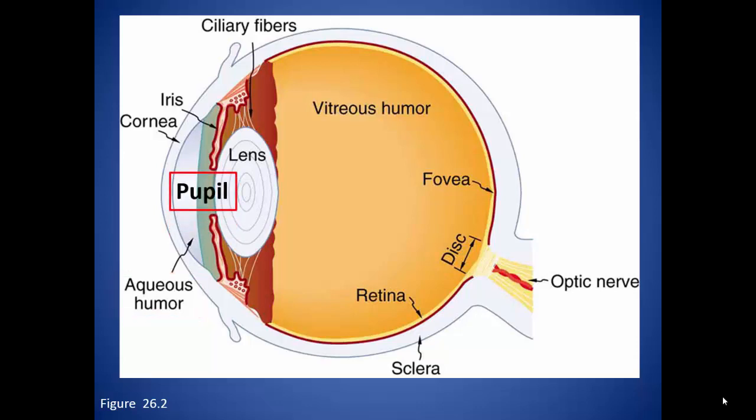Light enters through the pupil. This is what you see as the black part of the eye and is actually the opening that allows light in.